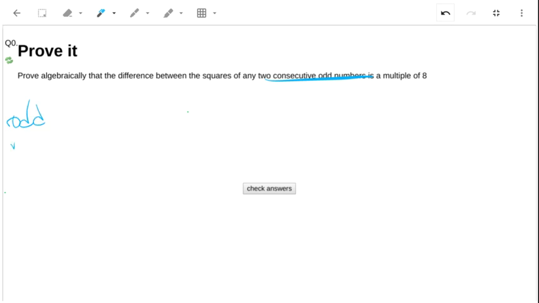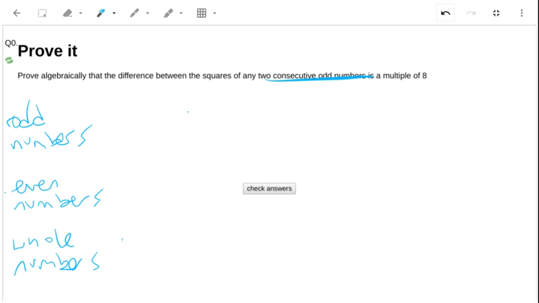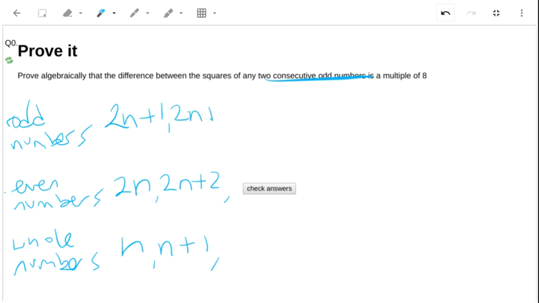Well, in these sorts of questions, you might have odd numbers, you might have even numbers, you might just have whole numbers. The whole numbers are easy. They're just n plus 1, etc. But then the even numbers, they're going to be 2n, or maybe consecutive 2n plus 2, and then the next one 2n plus 4. And that makes the odd numbers 2n plus 1 and 2n plus 3.